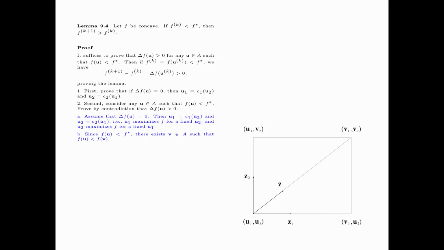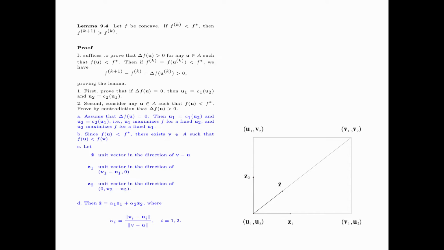This is shown in the figure with the x direction representing the u1 direction and the y direction representing the u2 direction. Let z tilde be a unit vector in the direction v minus u. Let z1 be a unit vector in the direction of (v1 minus u1, 0), and z2 be a unit vector in the direction of (0, v2 minus u2). Then z tilde is equal to some linear combination of z1 and z2, written as alpha 1 z1 plus alpha 2 z2.